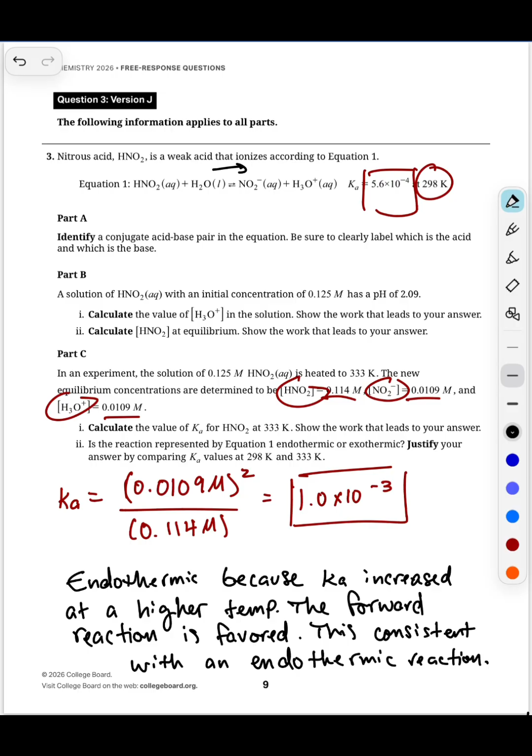That means that as temperature increased, we had to bring temperature back down. And so the only way to bring temperature back down is to consume heat as a reactant, which is then consistent with our endothermic prediction.